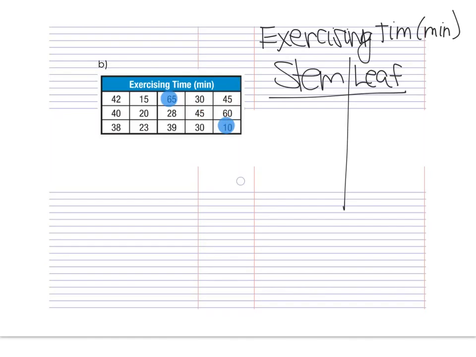So let's look to our tens place and our smallest and our biggest number, because those numbers are not in my leaf. My smallest stem is a 1, my biggest is a 6. So that means my stems are going to go from 1 all the way up to 6, and I need to include all of them.